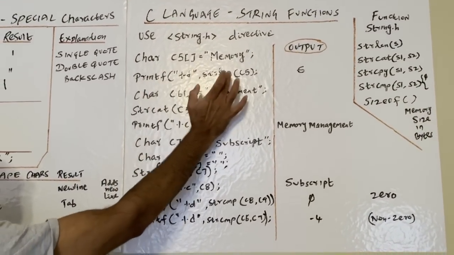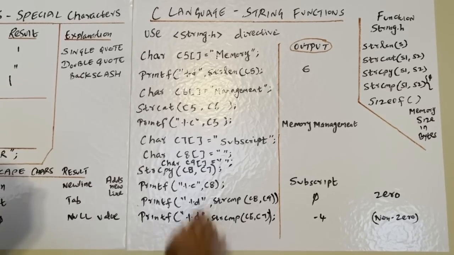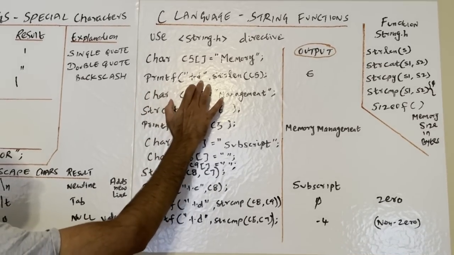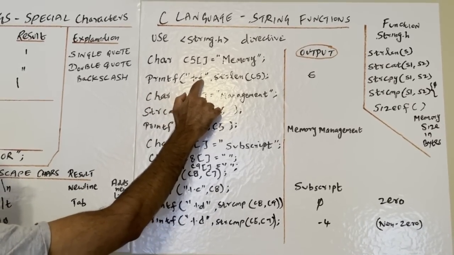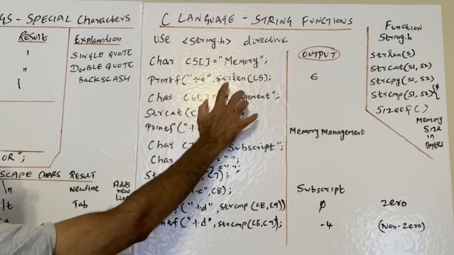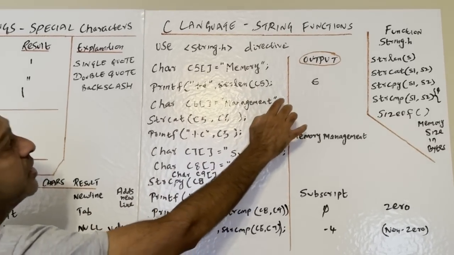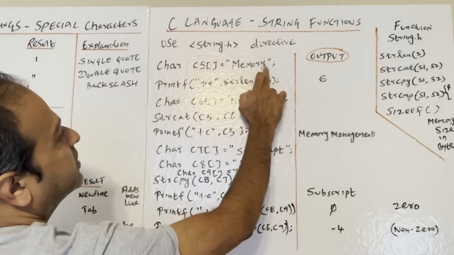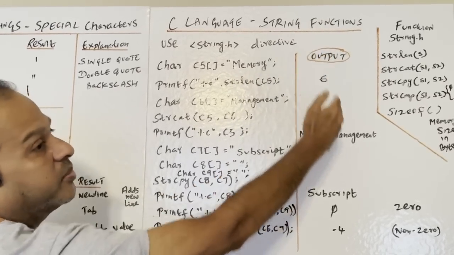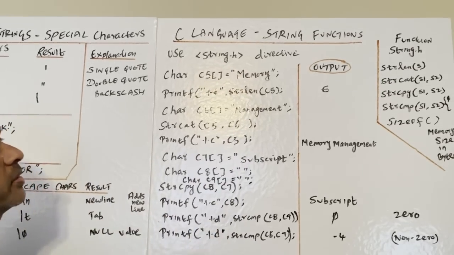Okay, let's start here. Character C5 is an array, it has the value memory. So I say printf %d. Remember the d I talked about, the escape sequence for decimals. String length of C5. The output will be 1, 2, 3, 4, 5, 6. 6. This is the output. Here I am showing the output. This is the actual program.